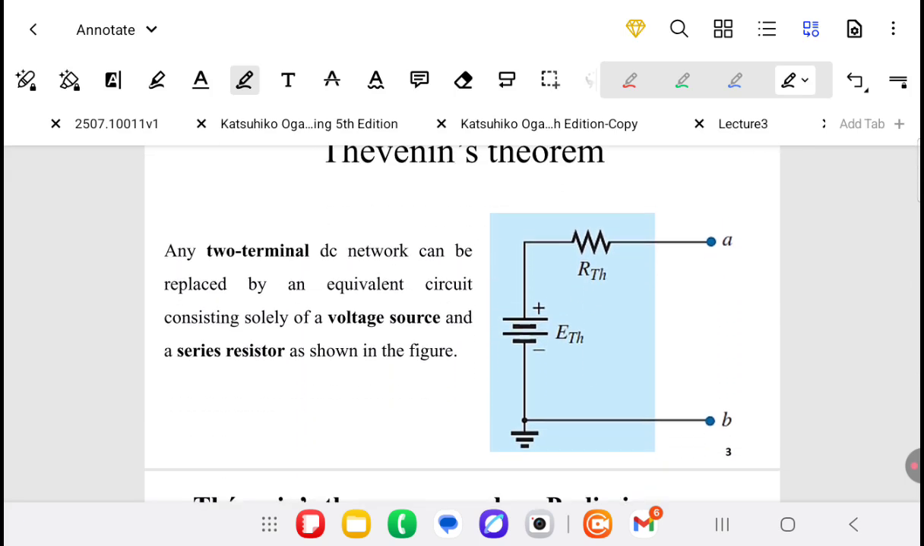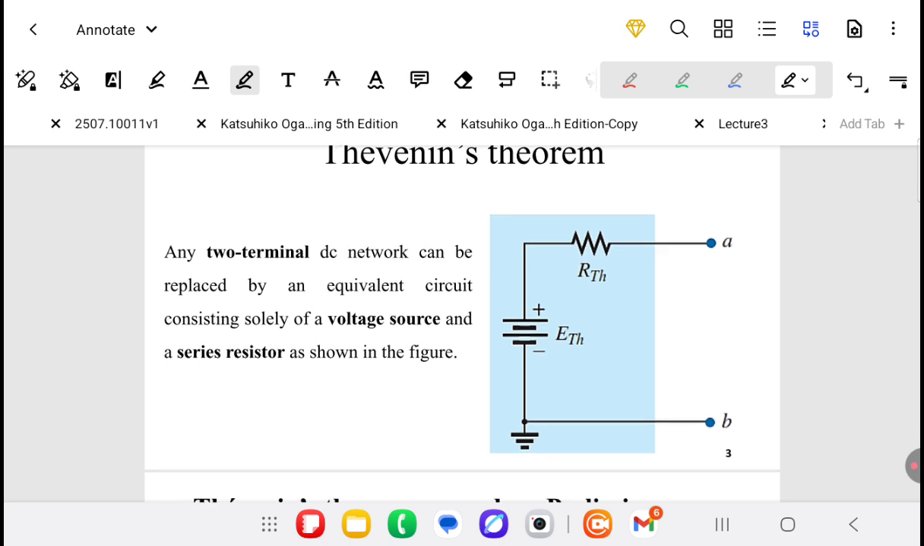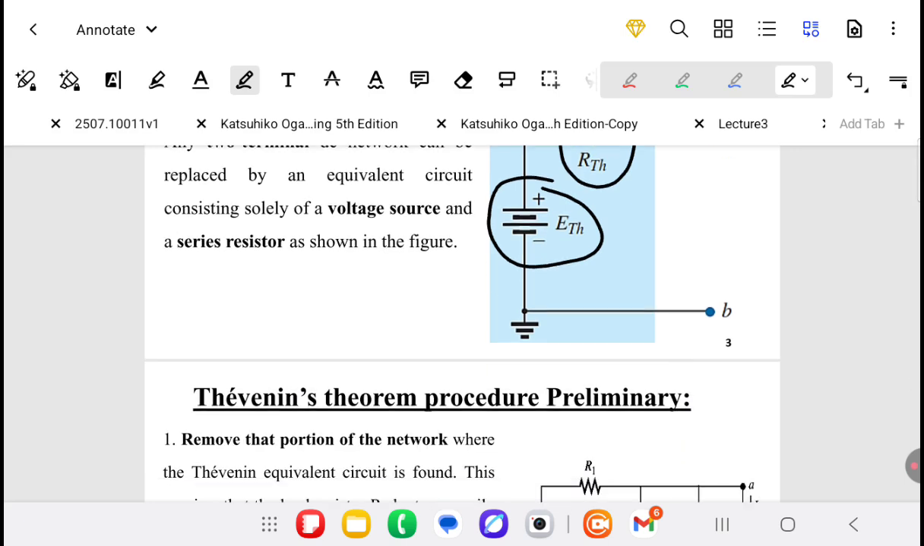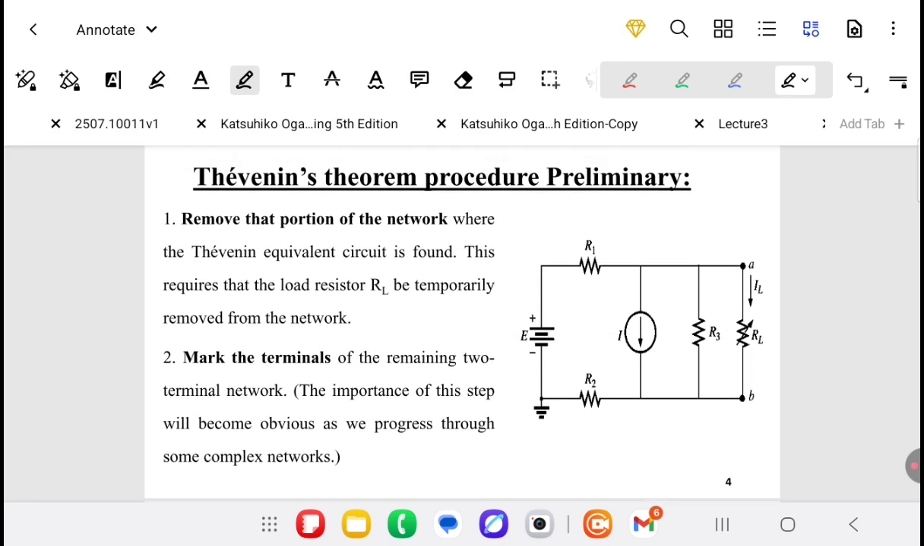Thevenin equivalent circuit: a two-terminal DC network can be replaced with an equivalent circuit consisting of an E Thevenin battery and R Thevenin, which is the Thevenin equivalent resistance, connected in series. First of all, we have to remove the portion of the network where the Thevenin equivalent is to be found, which is the load resistance. We remove the load resistance from the circuit. Then we mark the two terminals of the circuit, which are A and B.